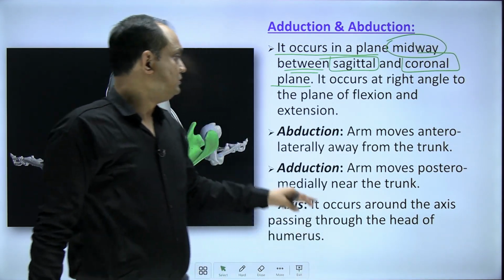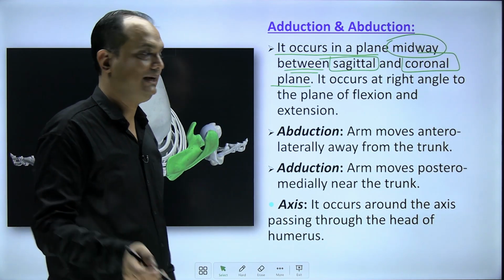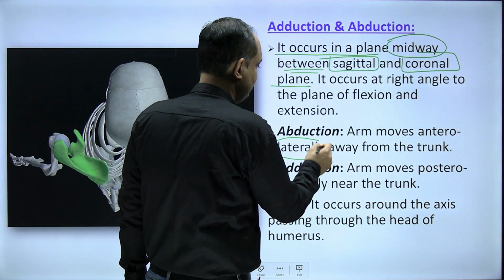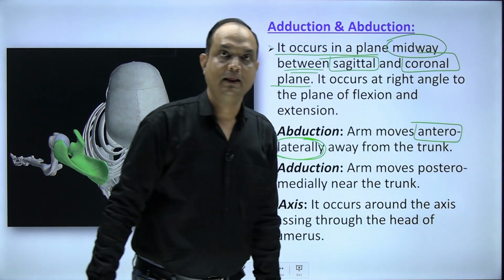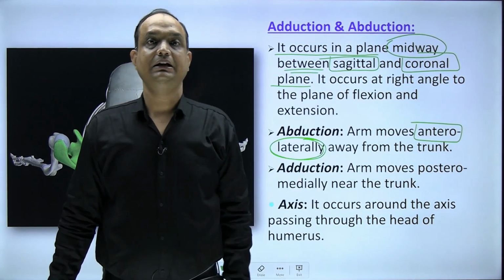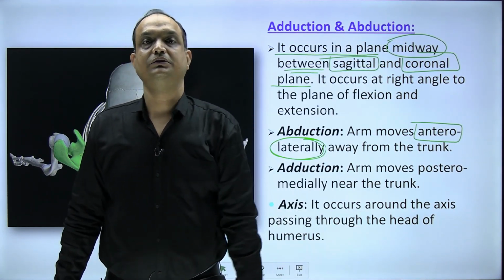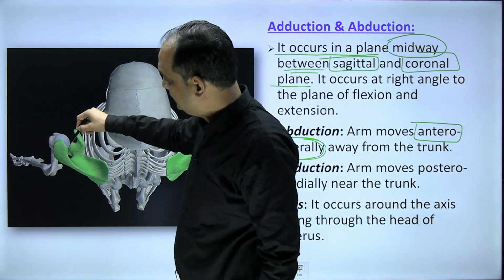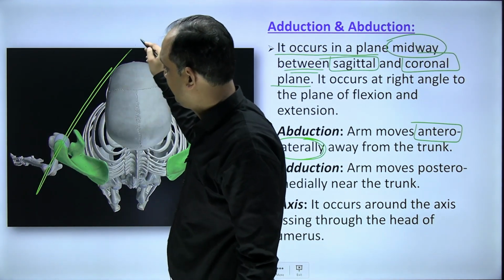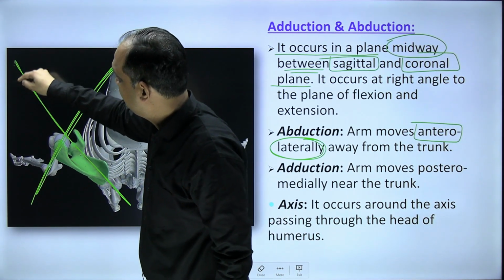Clear? So what is abduction? The arm moves anterolaterally. Laterally is there, but along with the lateral movement, it is going anteriorly. It is not exactly lateral, it is lateral plus anterior. So this is your abduction. Now here again, when you see this placement, this is your flexion extension. Clear? Now this plane is adduction and abduction.